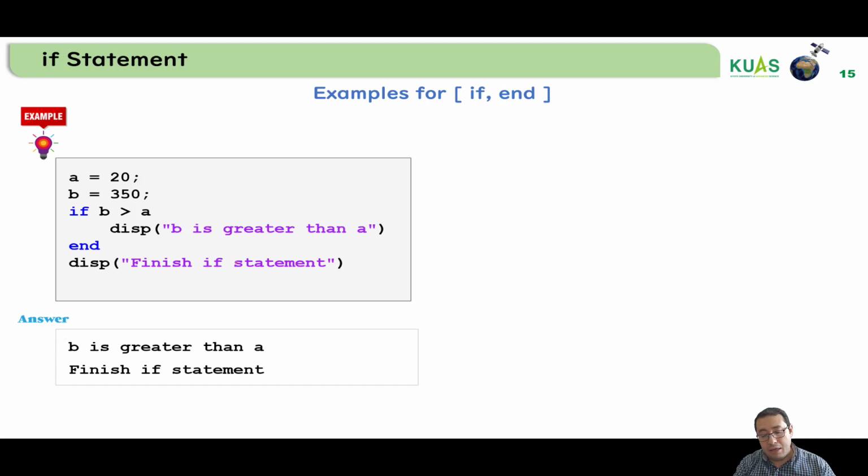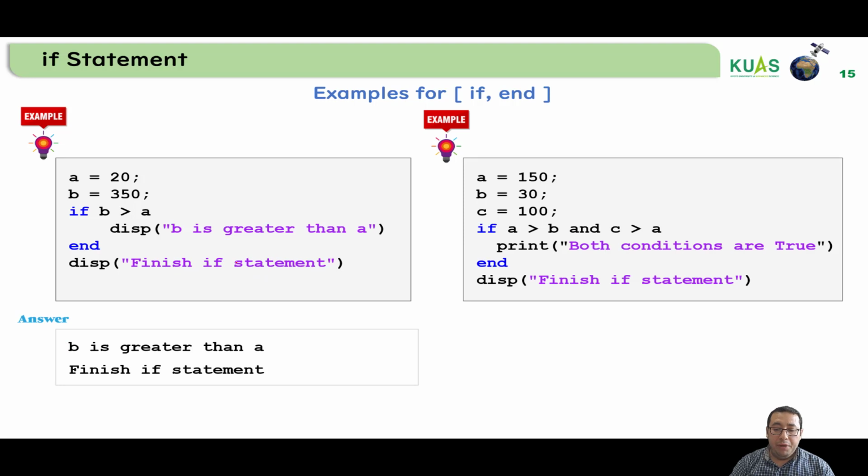Let's consider the second example. In this example, A is equal to 150, B is 30, C is 100. The question is, if A is greater than B and C is greater than A, this is two conditions. And to have a true output, both conditions should be true because this is AND. Let's check the first condition. So the first condition says that A is greater than B. So A is 150 and B is 30. So 150 is greater than 30, it means the first part is true.